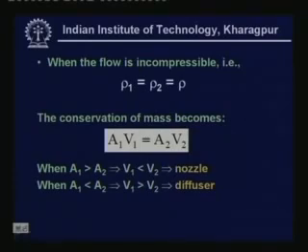And in the reverse case, when A1 is less than A2, that means the cross sectional area increases in the direction of flow, then obviously according to the conservation of mass equation, the velocity should reduce in the direction of flow, and this is what is known as a diffuser.